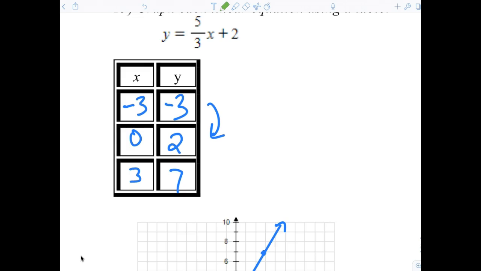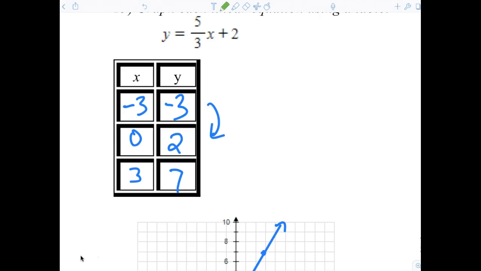Does everybody hear me? Now, again, I'm really asking you to practice your mental math. Everybody in here should be able to say 5/3 times -3 is -5. -5 plus 2 is -3. Is everybody good with that? Then you plug 0 in. You get 2. Then you plug 3 in.